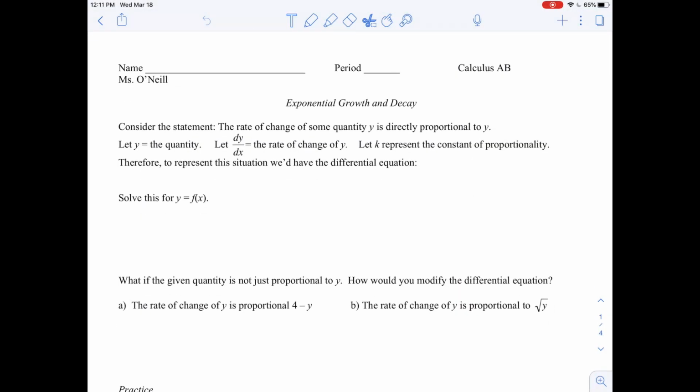Okay, so for this lesson, we're going to talk about exponential growth and decay. Now, I believe on the first day of differential equations, I might have gone over this example with you, but I'm just going to recap it just to make sure everybody's on the same page.